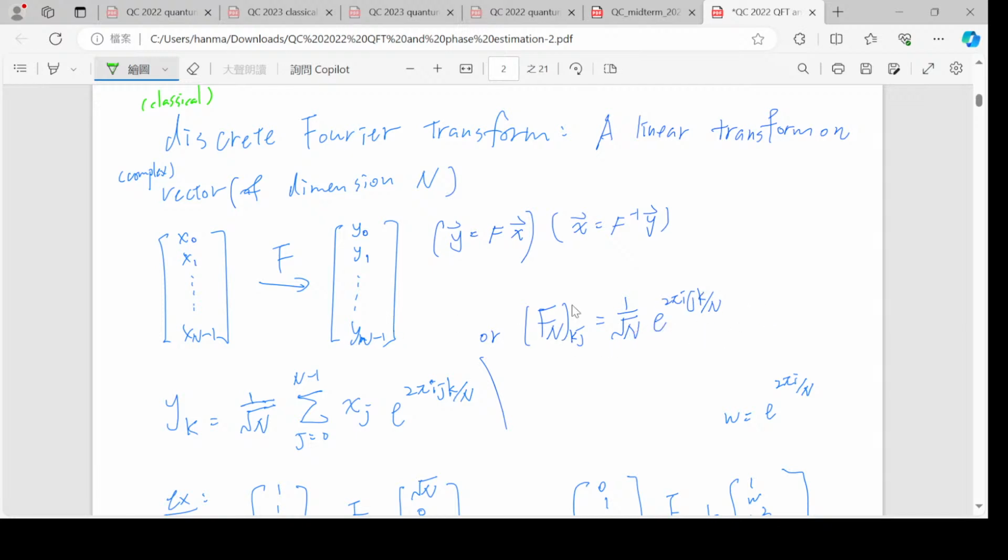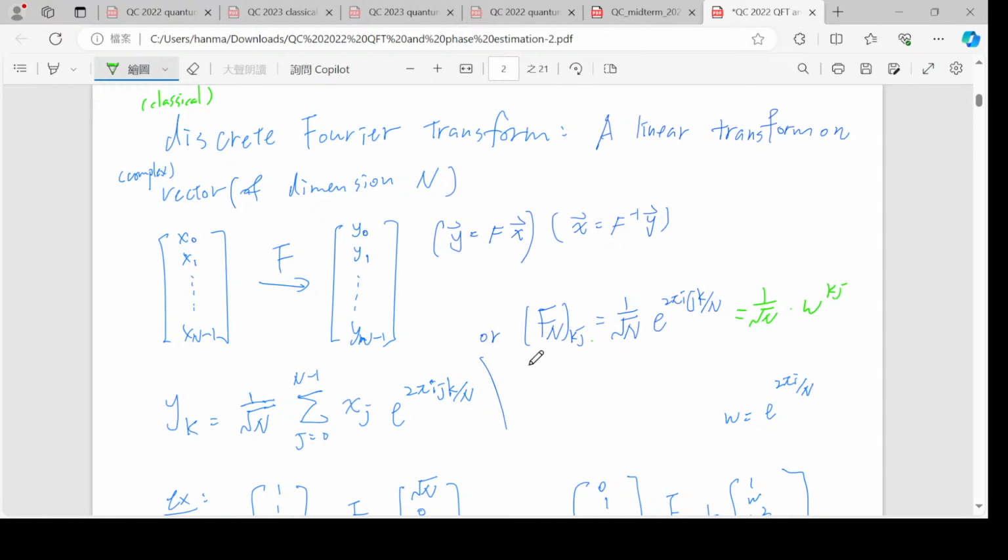So it's 1 over square root n. It's just a normalization factor, and this phase factor e to the 2 pi i jk divided by n. So jk is this kj here, and then we are taking the phase factor of e to the 2 pi i divided by n. So it's the nth root of 1. Okay. So you can also think of this as 1 over square root n and omega to the kj.